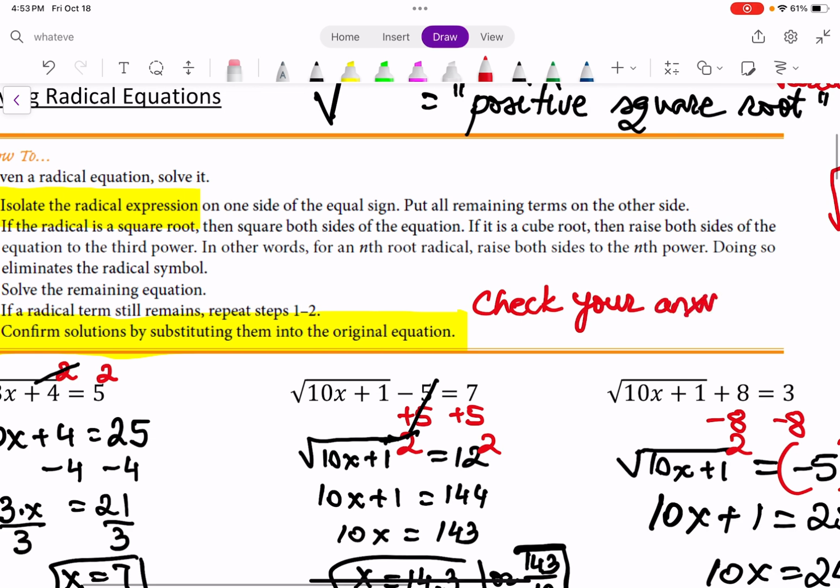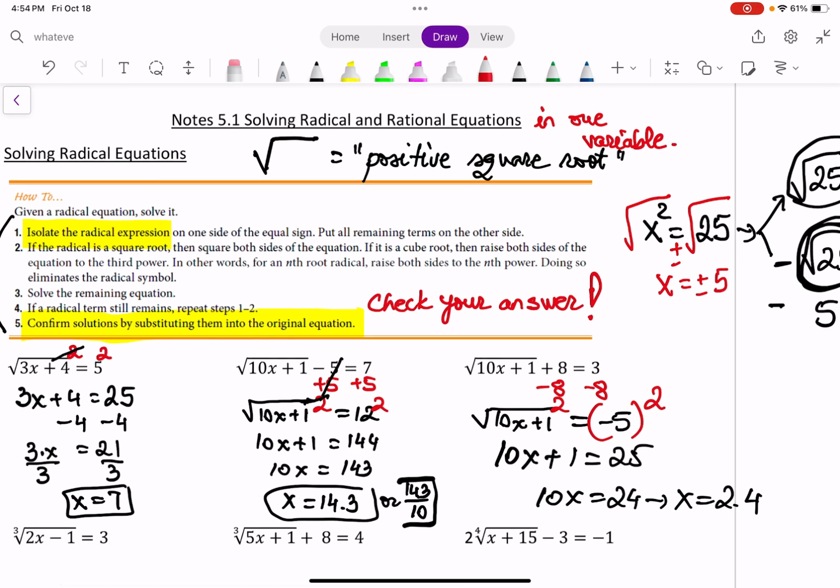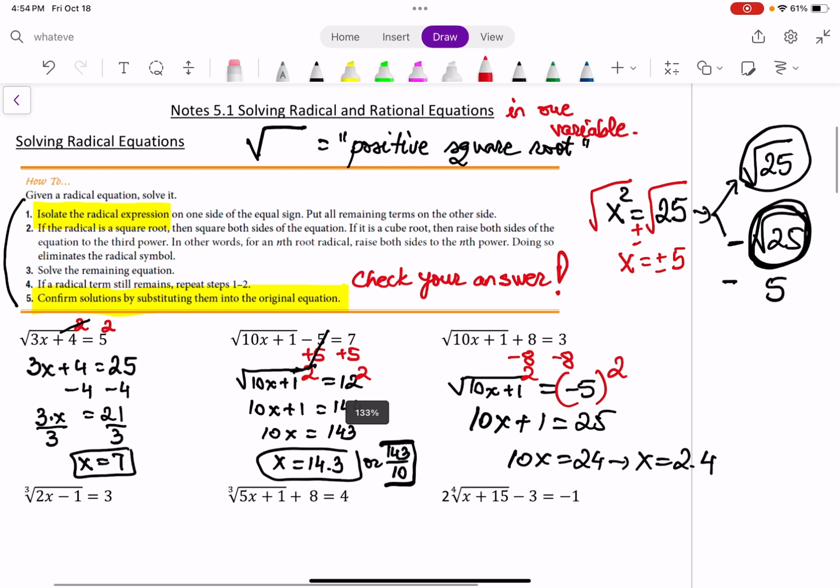So even though, okay, I'll try again. Even though we might have done everything correctly, which we did here, we might still end up with something we call extraneous solutions. So let's go back and check our answer right here.